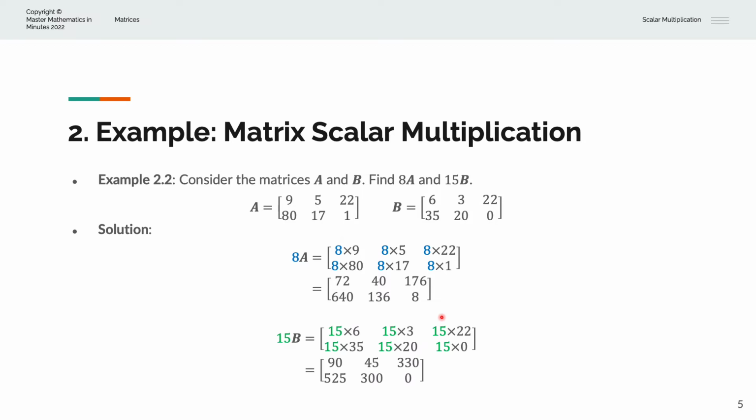To find 15B, we multiply each corresponding element in matrix B by 15. So for the first entry, we multiply 6 by 15. For the second entry, we multiply 3 by 15. And for the third entry, we multiply 22 by 15. So 15 times 6 is 90. 15 times 3 is 45. 15 times 22 is 330. And so on.